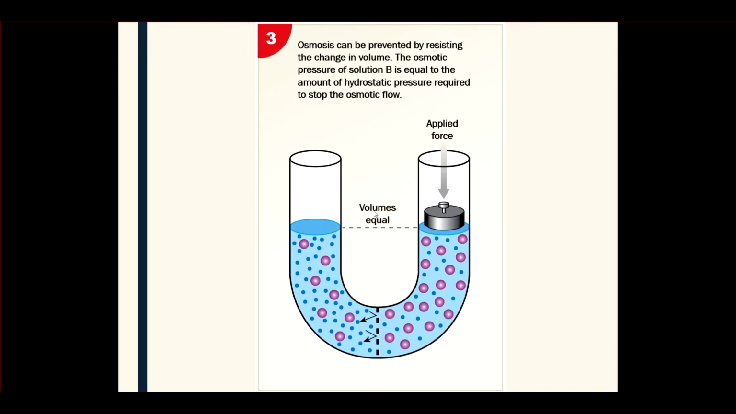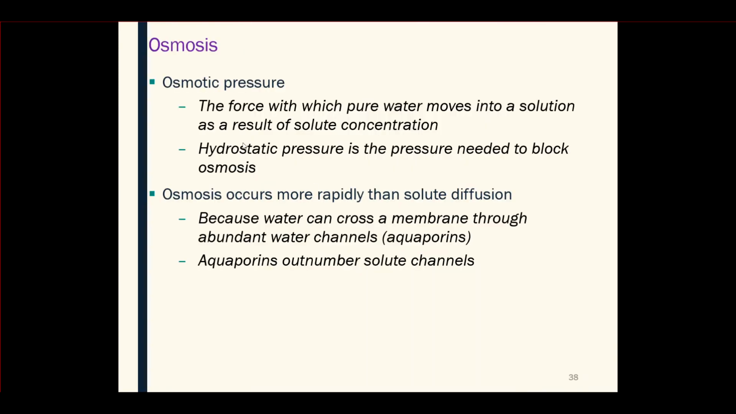Again, we're going to go back to this slide in a moment. I just want to go to this next slide here to explain it. So the movement of the water into, say, the B side of that tube actually produced pressure. This pressure we're going to call osmotic pressure. This is the force with which pure water moves into a solution as a result of the solute concentration, right? So it's just the force that the water is moving that we call this pressure.